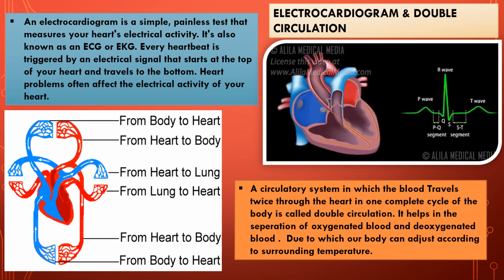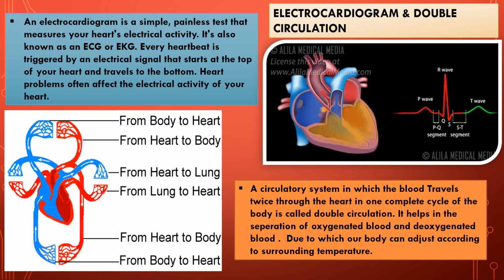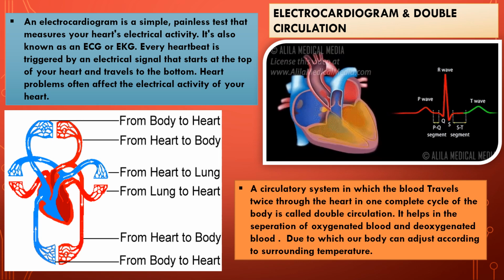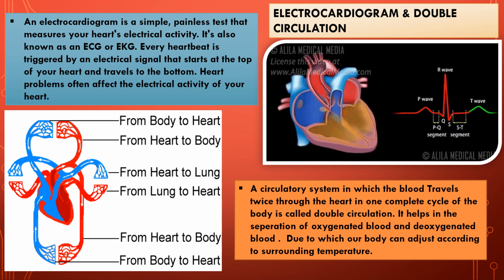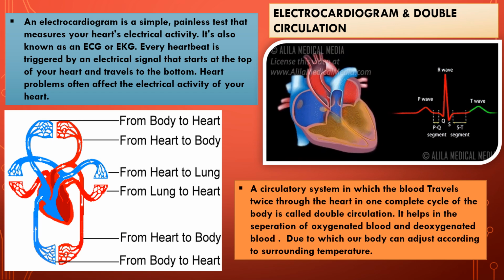Now the next topic is double circulation. A circulatory system in which the blood travels twice through the heart in one complete cycle of the body is called double circulation. It helps in the separation of oxygenated blood and deoxygenated blood, due to which our body can adjust according to the surrounding temperature.